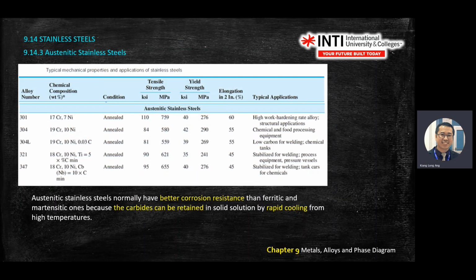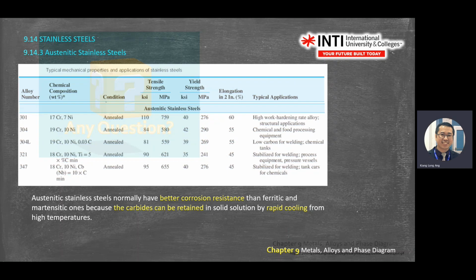So again, stainless steel is what you mentioned just now. You have austenitic stainless steels and so on. They are good in corrosion resistance. You have a few types, right? Just now: austenitic, ferritic, martensitic. Austenitic is good in corrosion resistance compared to the other two because of carbide, right?